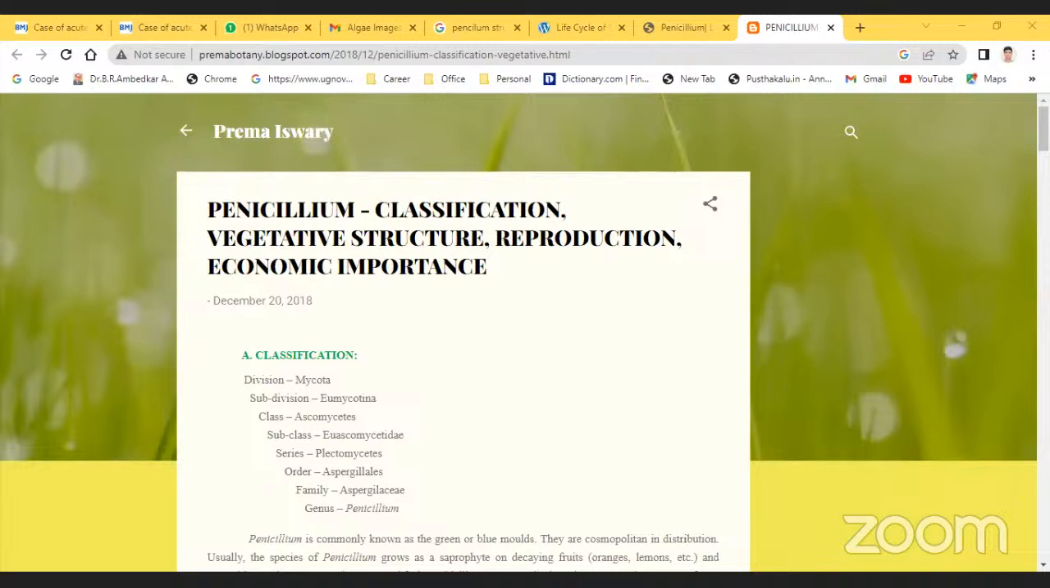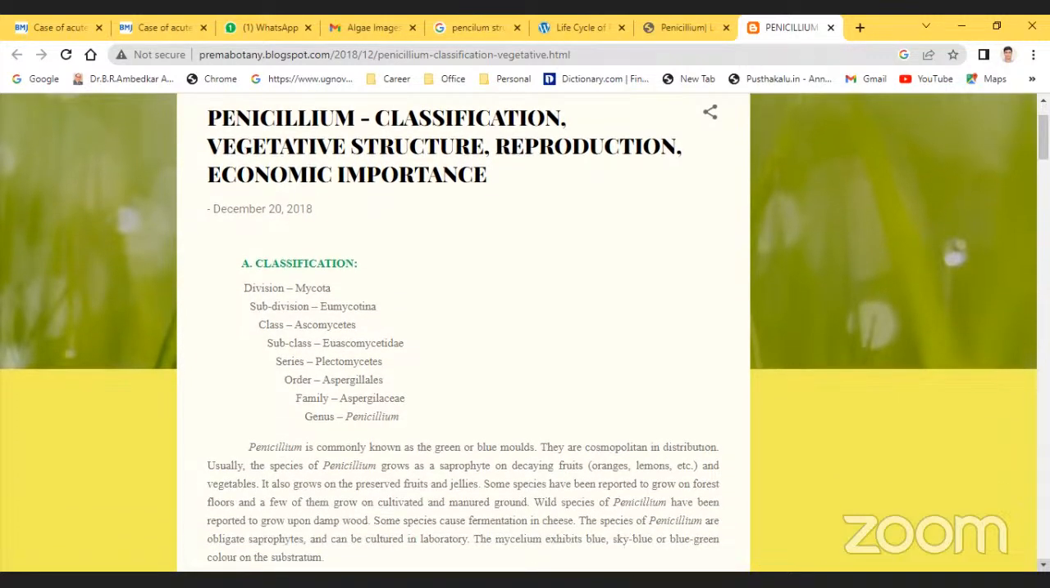They reproduce asexually by conidia, produced on conidiophores. The sexual spores are called ascospores. Examples are Aspergillus, Penicillium, and Claviceps. These are the general characters of the ascomycetes. So what are the type studies here under ascomycetes? Penicillium, Aspergillus, Claviceps.